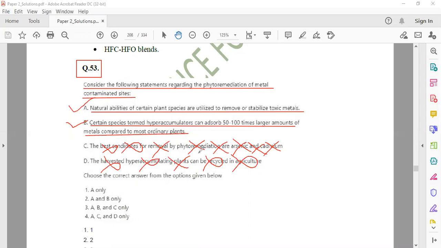So only two statements here are correct, A and B, right? A and B statement is correct, and the A and B option is in only one option, which is option number 2. So option number 2 here would be the correct answer.